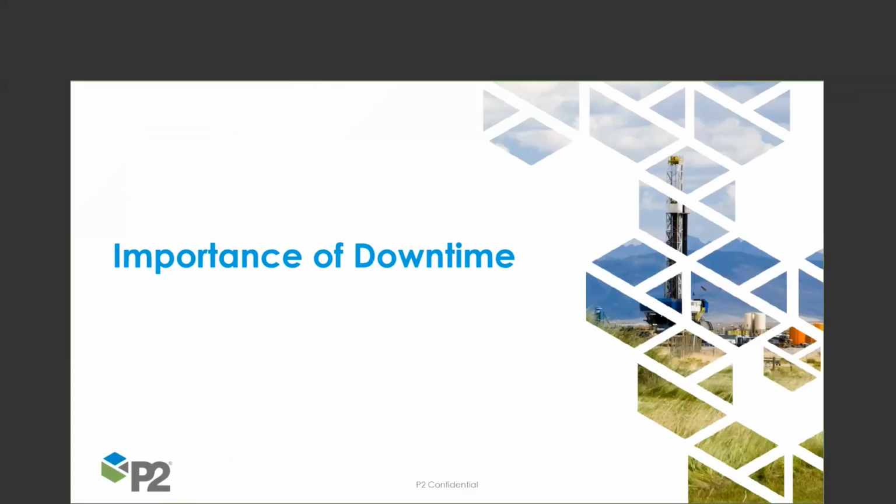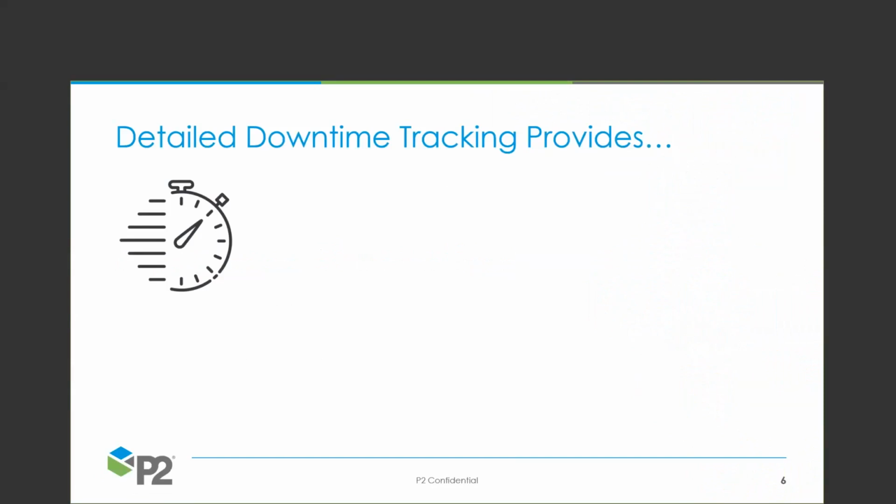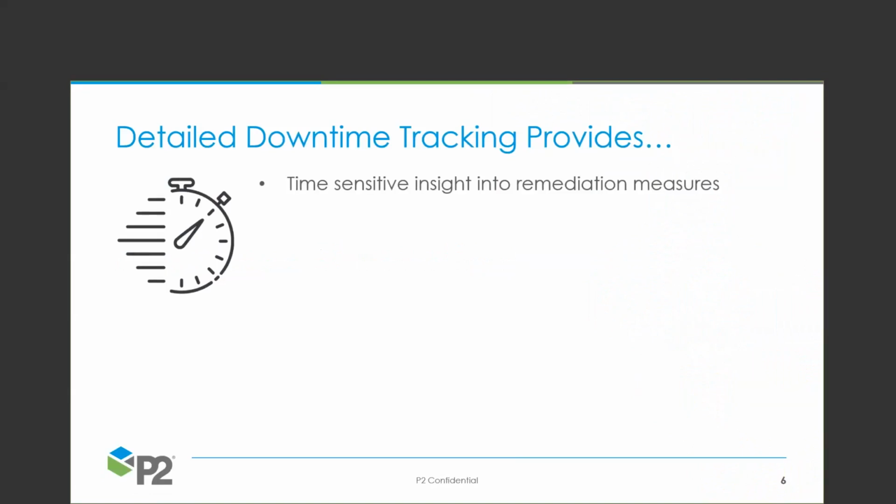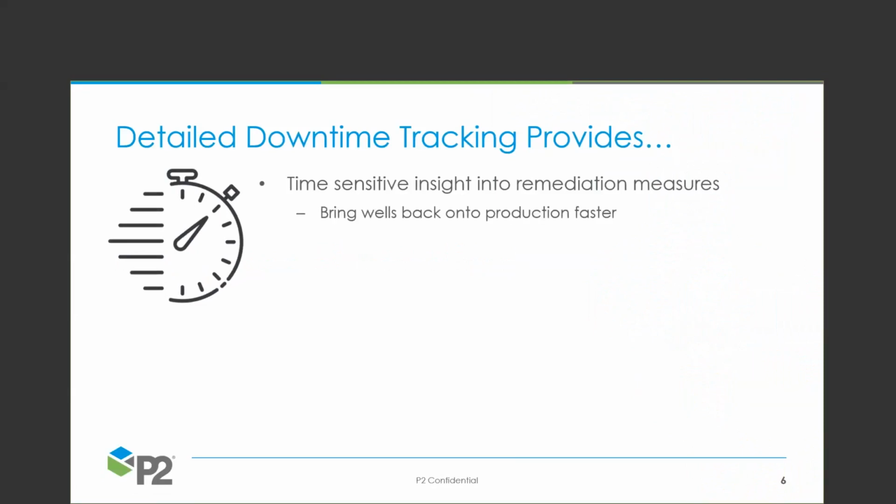Thanks, Josh. So what does detailed downtime tracking provide? Well, in today's market, it's even more critical to know when a well is down and why it's down. So low oil prices, they've significantly diminished profit margins. Downtime equals lost production, which in turn equals lost profits. So the first step in reducing downtime requires reliable downtime tracking. And detailed downtime tracking, what does it provide? Detailed tracking of the reasons why a well is down for any period of time provides valuable time-sensitive insight into necessary remediation measures. This insight is valuable to an operator in their decision-making to get their wells back onto production faster.